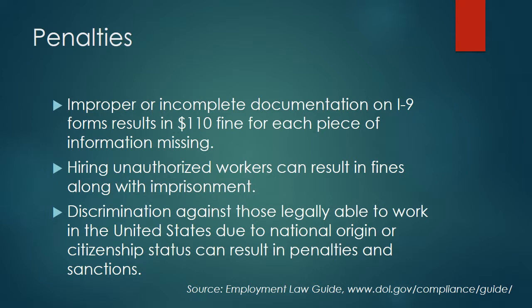There are penalties involved for not appropriately following the Act. There are penalties associated with improper or incomplete documentation of the I-9s. Employers are subject to a $110 fine for each piece of information that's missing. In addition, hiring unauthorized workers will result in fines, along with possible imprisonment. And lastly, employers who discriminate against those who are able to legally work in the United States due to national origin or citizenship status can face penalties and sanctions as well.